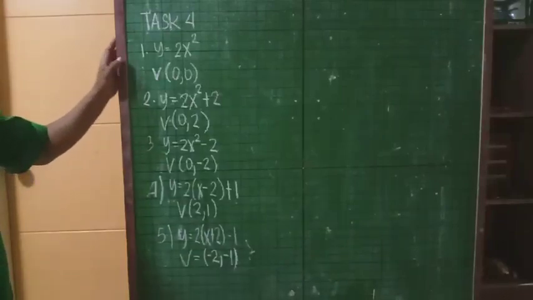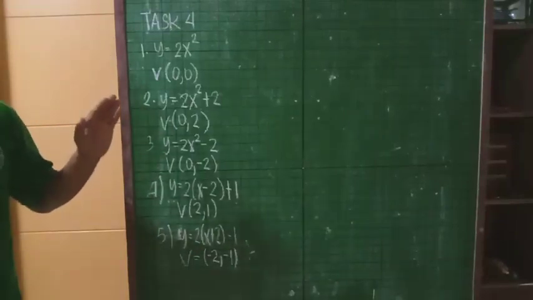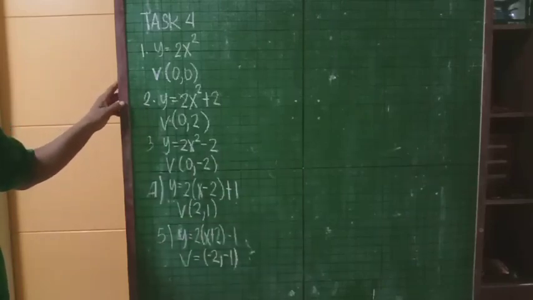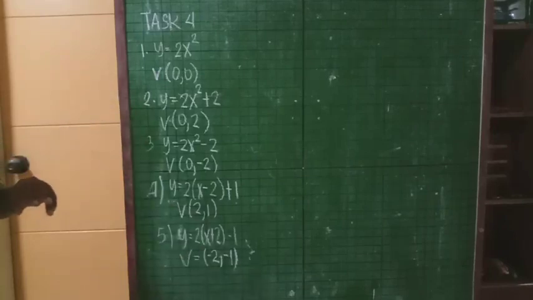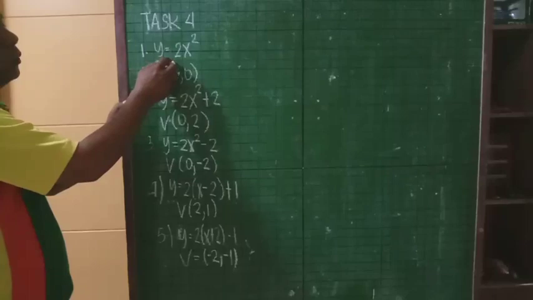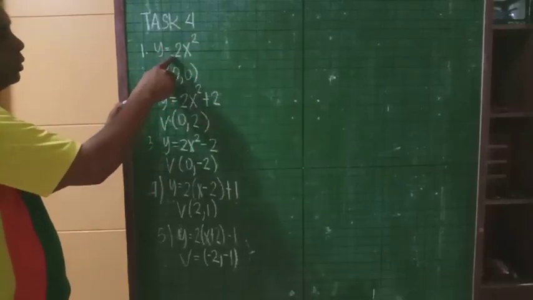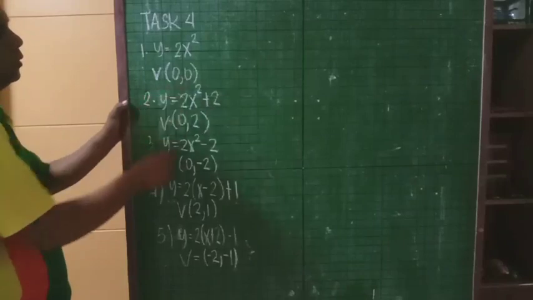So, what we will have to do is illustrate the given functions to the given graphs and analyze the effects on each other. Okay? So, first example, y equals 2x squared. The vertex of this function is (0, 0).